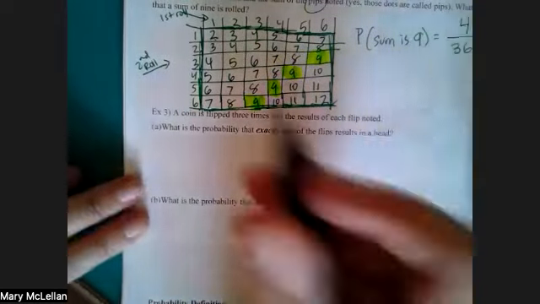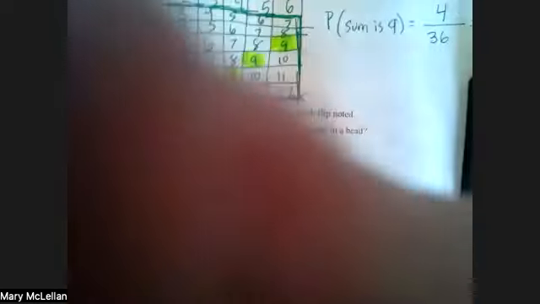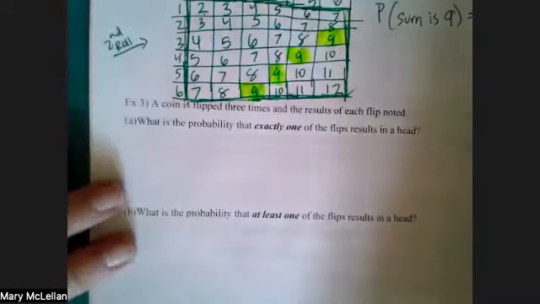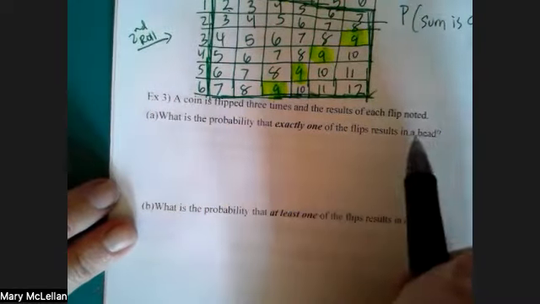Next example. A coin is flipped 3 times, and the results of each flip are noted. Let's draw the possible outcomes. Now, earlier in the year, we were drawing tree diagrams, and I think that really confused us. But when outcomes are equally likely, we can actually get away with just making a list. So I'm going to flip this coin 3 times. Okay, I could get 3 heads. I could get 3 tails.